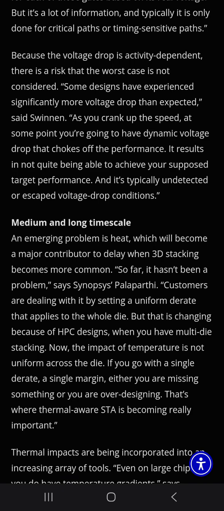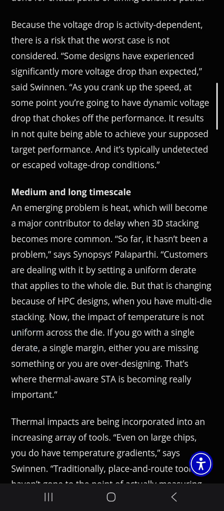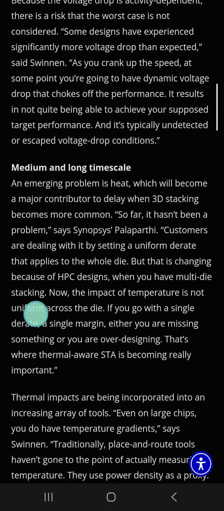by setting a uniform derate that applies to the whole die, but that is changing because of HBM designs. When you have multi-die stacking, now the impact of the temperature is not uniform across the die. If you go with a single derate, a single margin, either you are missing something or you are over-designing. That's where the temperature-aware stage becomes really important.